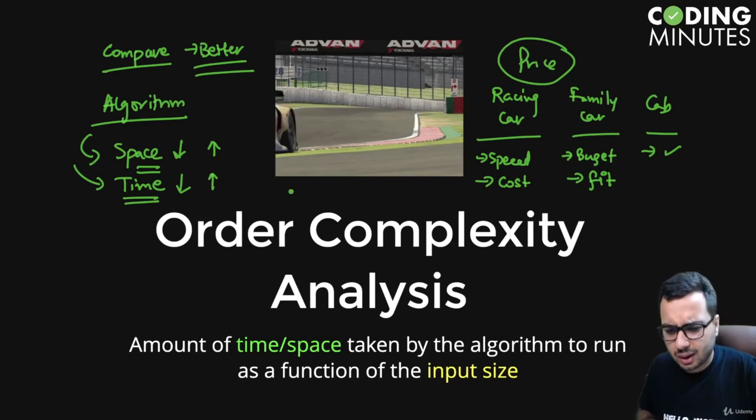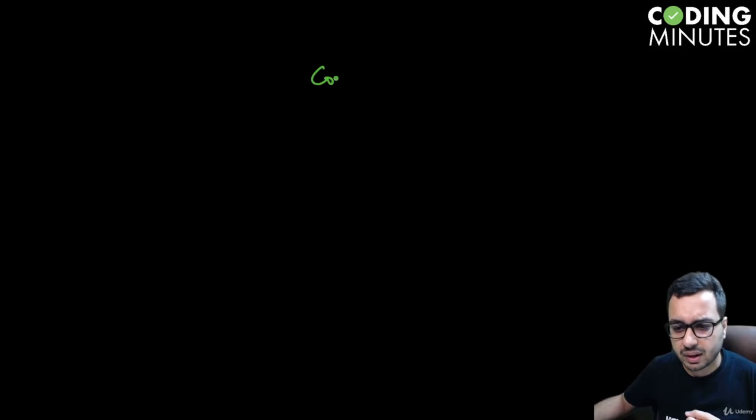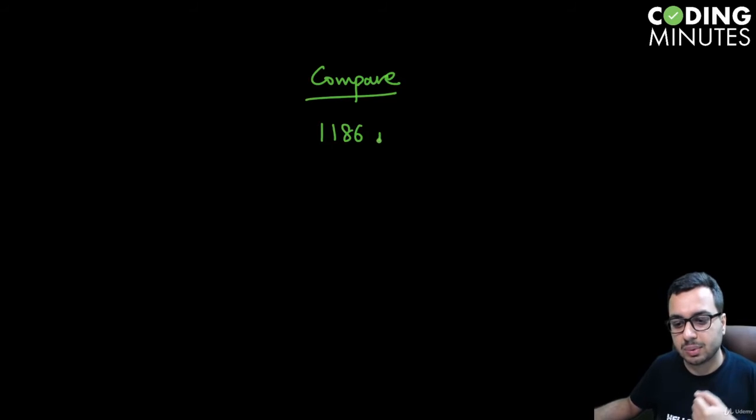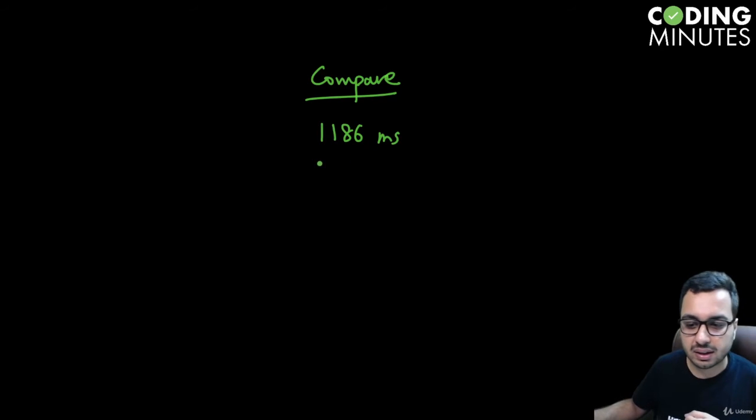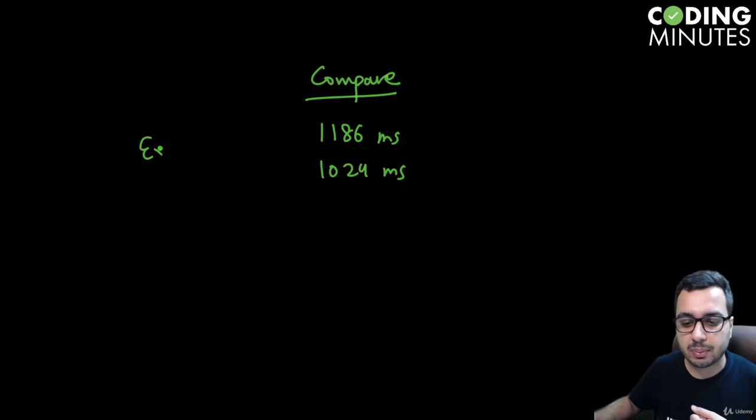Now you may ask, how do we compare these algorithms? In what sense are we going to do the comparison? Will it be absolute time? For example, if I do a sorting, one algorithm takes 1186 milliseconds, let's say, and another algorithm takes 1024 milliseconds. Are we going to note the actual time? If we note the actual time, it is known as experimental analysis.